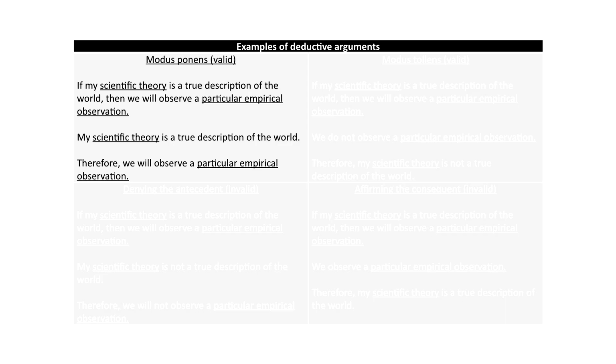We never know whether our scientific theory is true. So whilst we could start with the premise, if my scientific theory were true, then we would observe a particular observation, we can't confirm the second premise, which is that the scientific theory is indeed true. So whilst it's logically valid, the argument is not necessarily sound.